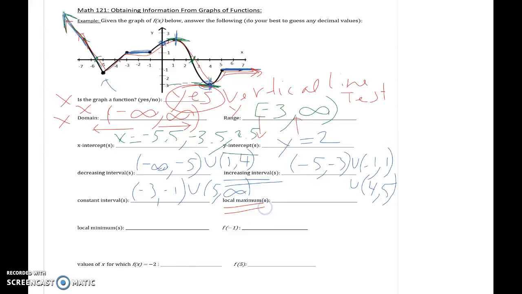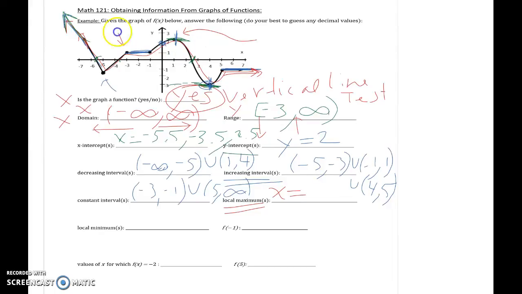How about local maximums? Remember we said local maximums, you just list the x values, and maximum values are the tops of hills. So how many hills do I have here? Actually, there's only one hill right here.